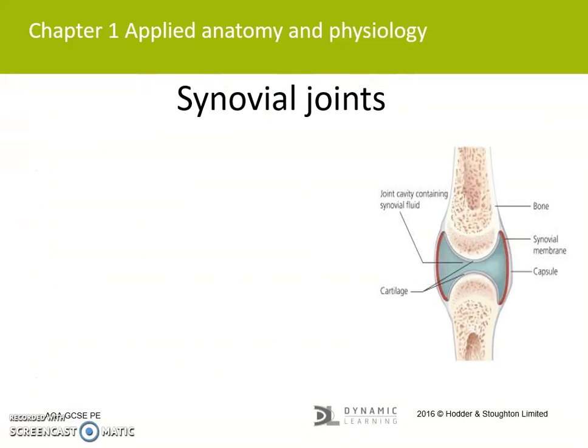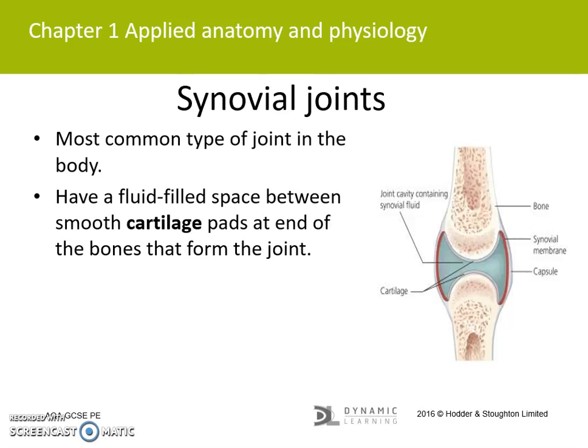So we're going to start having a look now at synovial joints. And one thing you've got to know is the structure of a synovial joint. Synovial joints are the most common form of joint in the body. They've got a fluid inside called synovial fluid. And they've got smooth cartilage at the end of each part of the bone. And the cartilage really stops the bones rubbing together.